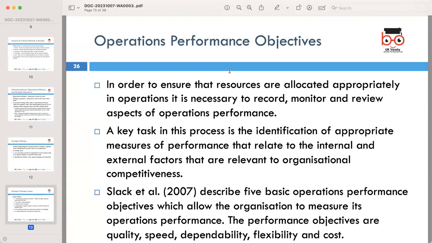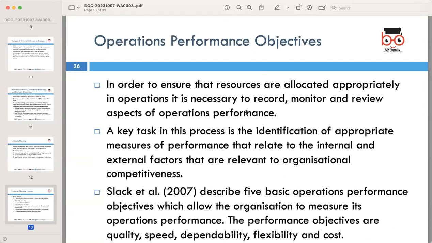Okay, so operations performance objectives. In order to ensure that resources are allocated appropriately in operation, it is necessary to record, monitor, and review aspects of operations performance. So a key task in this process is the identification of appropriate measures of performance that relate to the internal and external factors that are relevant to organizational competitiveness.